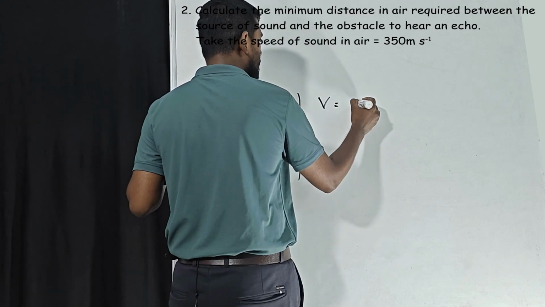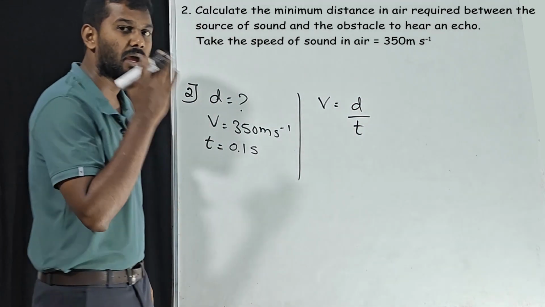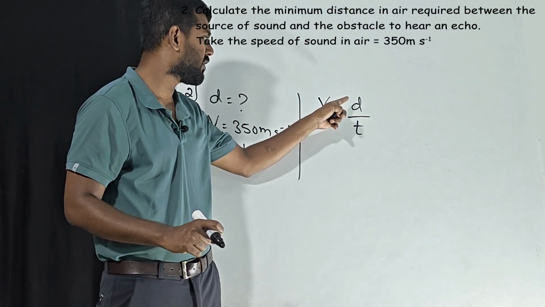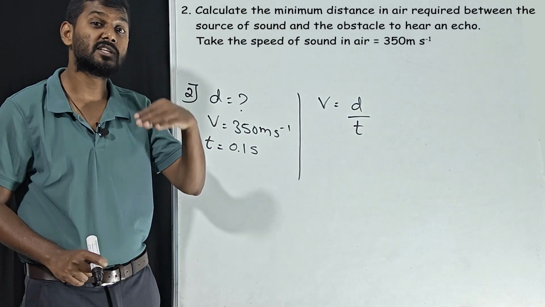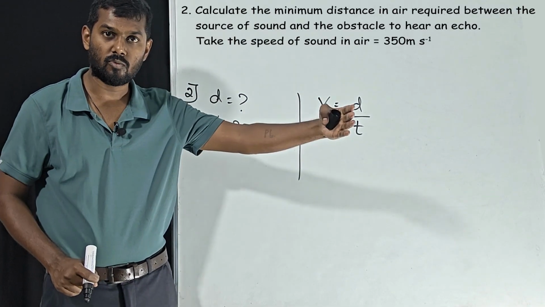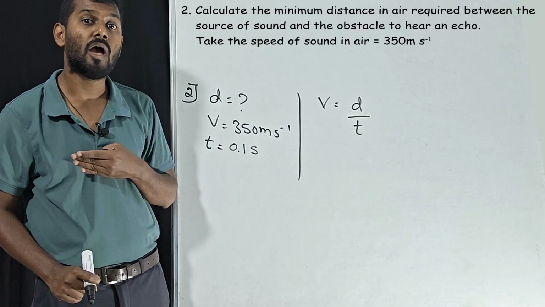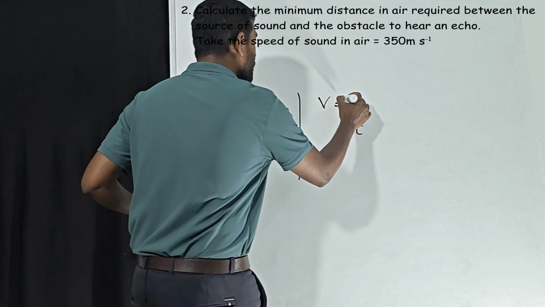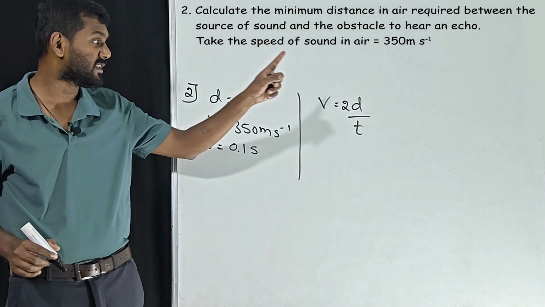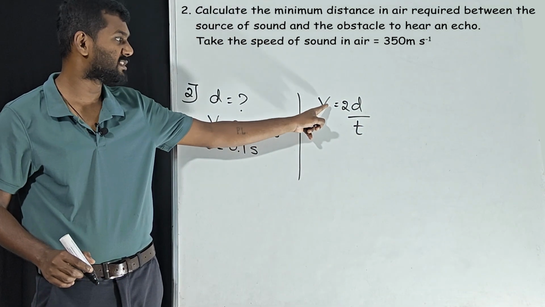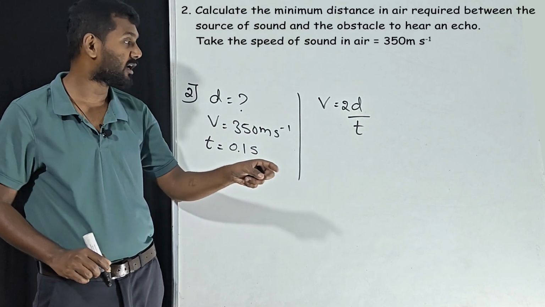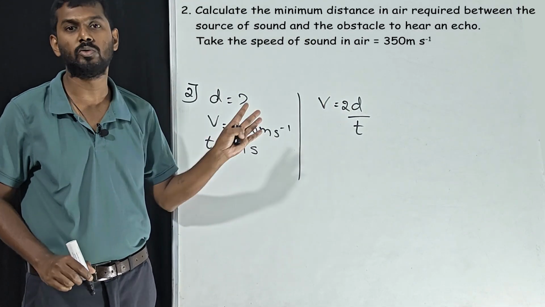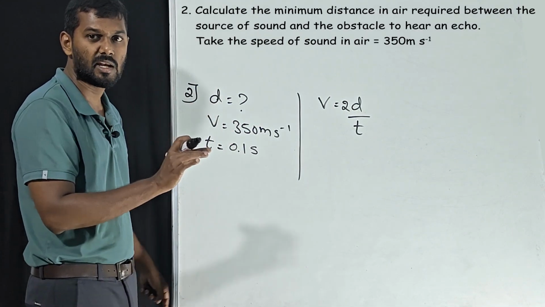So see, if it is just a sound traveling some distance, then velocity is equal to distance by time. But this question is about echo, which means going forward, hitting the surface and coming back. So two times we are traveling, right? The sound wave is traveling two times, so it covers two distances. That's why if it is related to echo, we have to use V is equal to 2D by T. If it is not related to echo, then the formula will be V is equal to D by T. There will be no 2 in that concept. So anyhow, this is related to echo.